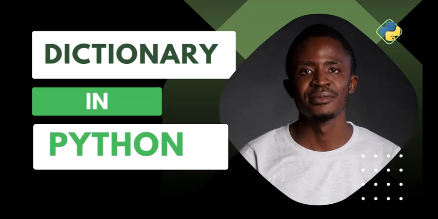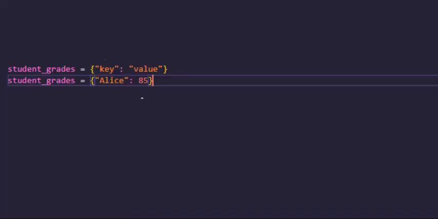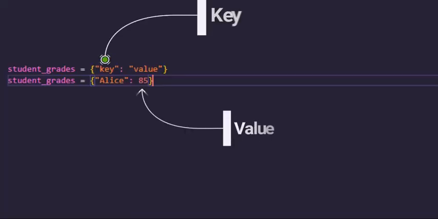In this video, I will be showing you everything you need to know about dictionary in Python, the methods and how to manipulate data in dictionary. So what is dictionary? Dictionaries are used to store data values in key value pairs. What this means is that there are two linked values where the key is a unique identifier. We use the key to find our data, and our value is that data.